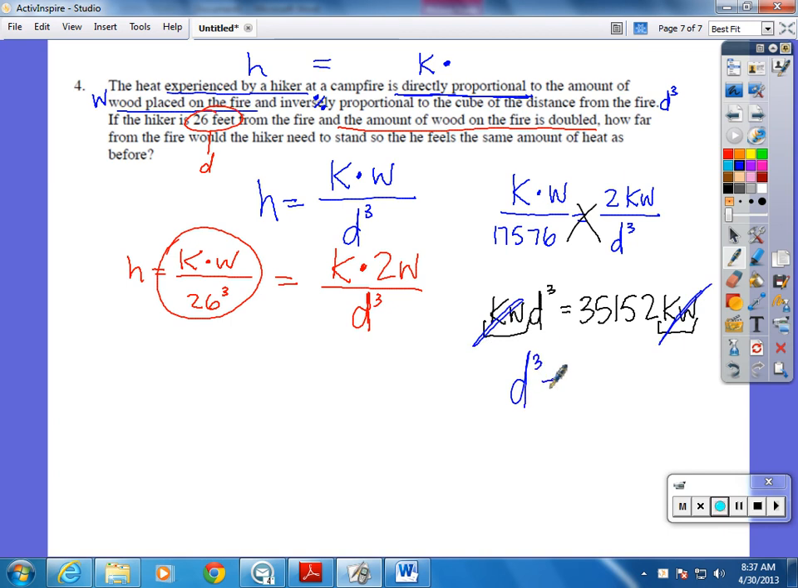So I end up with d cubed equals 35,152. And then to solve that, I just take the cube root of both sides. And I end up with d equaling 32.76. So 32 feet and about 9 inches to get the same amount of heat. If we double the wood, the distance did not double. Some people would think that would be the case logically, but because it's inversely proportional to the cube of the distance, it means it's not going to be a direct proportion. It's not going to be a direct relationship. Okay? All right, great.